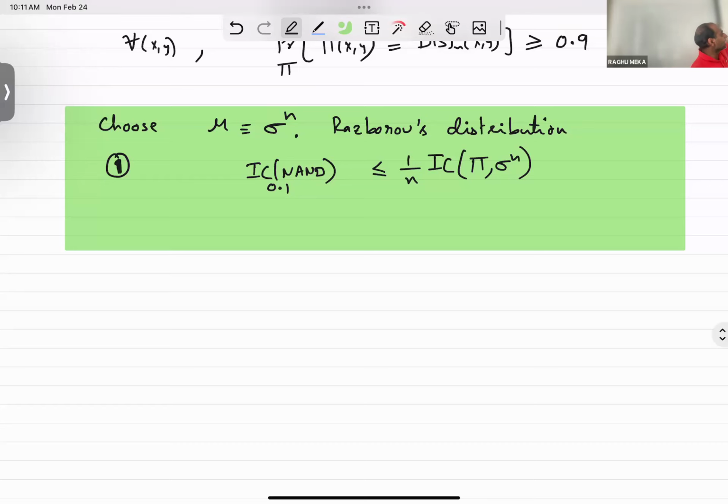We're saying it scales down linearly, 1 over n, and then the second part is to show that it is less than some constant.